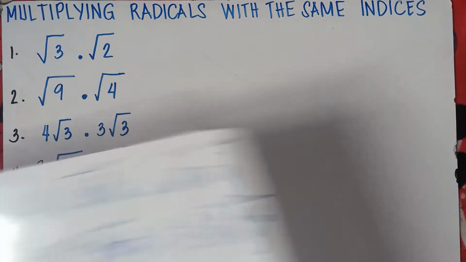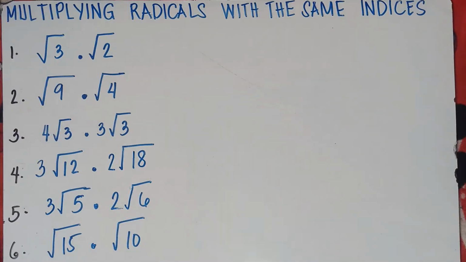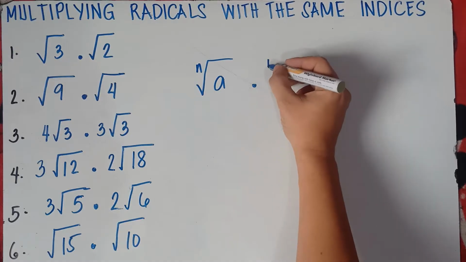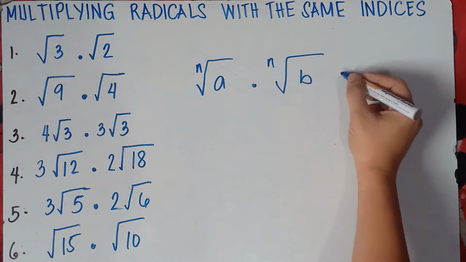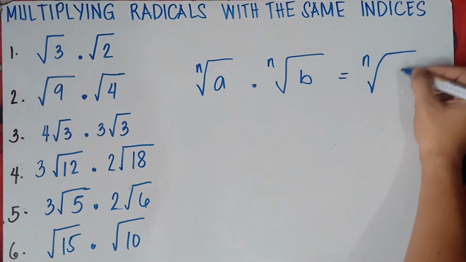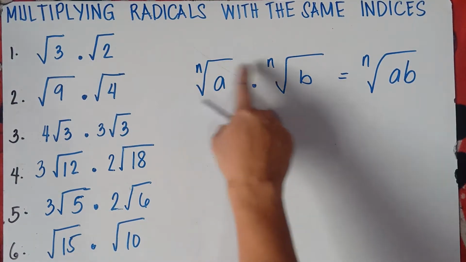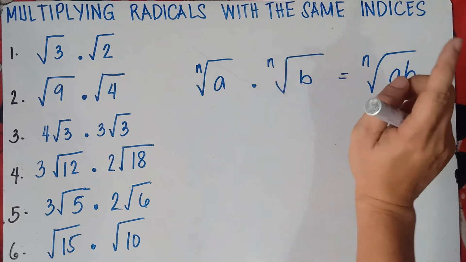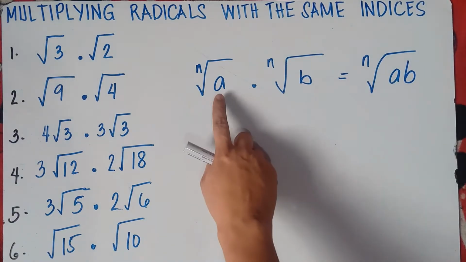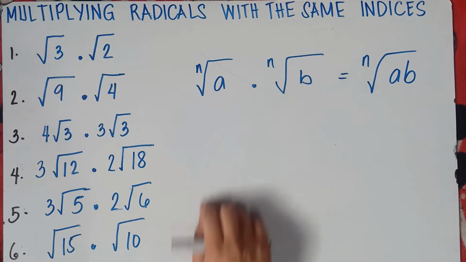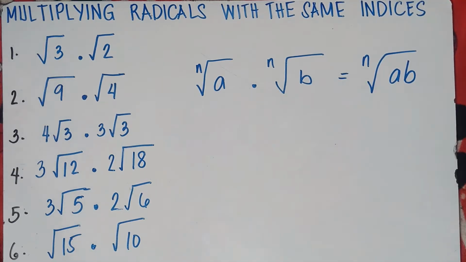Alright, so let's start. In multiplying radicals, it says that the nth root of A multiplied by the nth root of B gives the nth root of A times B. So if they have the same indices, simply copy the index and then multiply the radicals. Multiply inside the radical symbol. Multiply A and B.